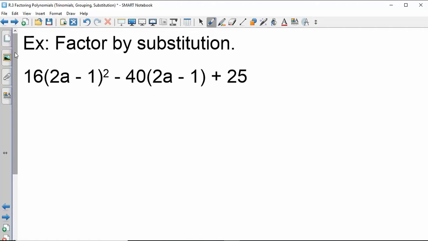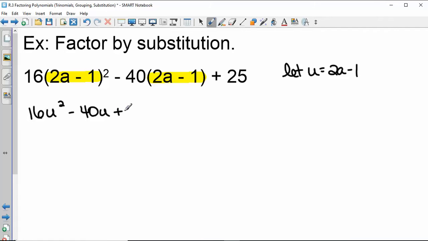So we're going to use substitution again. Looking at my variable pieces, we have a 2a minus 1 here and here, so that is my u. So this is 16. 2a minus 1 squared would be u squared. Minus 40, 2a minus 1 is u. Plus 25.